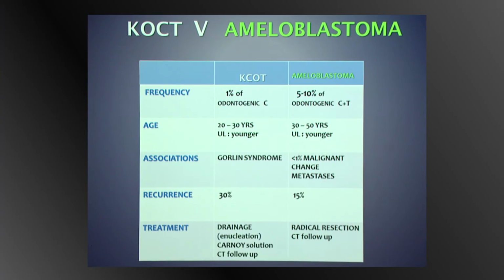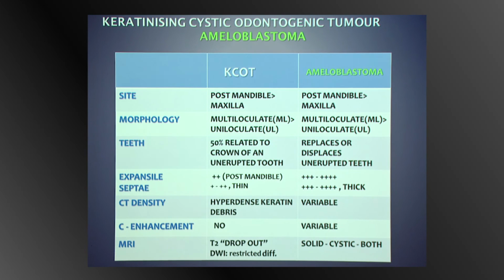Now, KCOTs used to be excised. They tend now to be drained, and they put a really toxic material into the cyst cavity, which kills the lining, which is a friable layer of non-keratinized epithelium. So a thin layer of keratinized epithelium. And it kills those cells, the lesion shrinks down, and if there's any residual lesion left, they excise it. Whereas ameloblastomas require radical resection, both require CT follow-up.